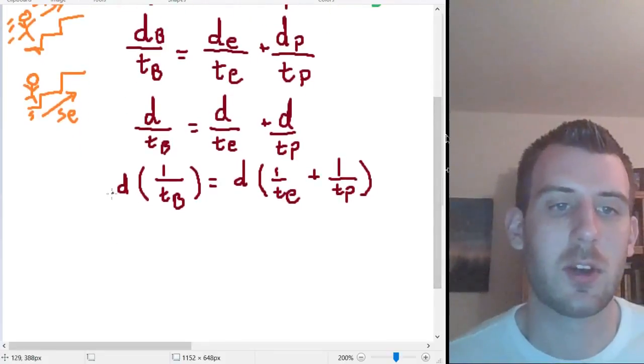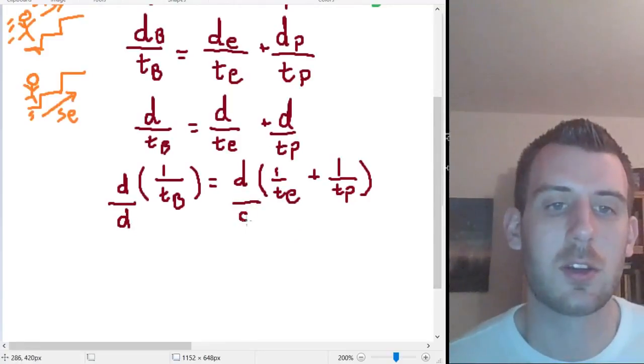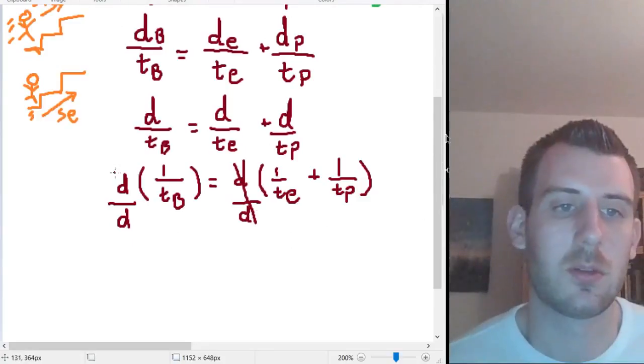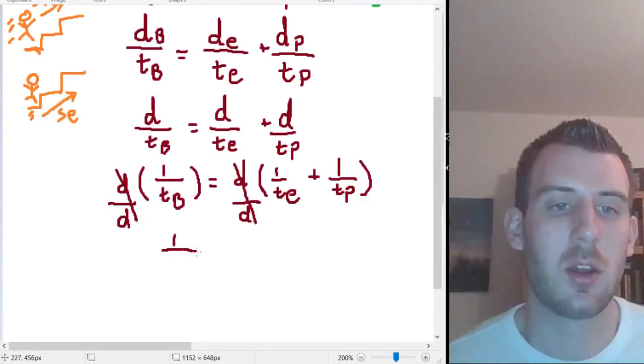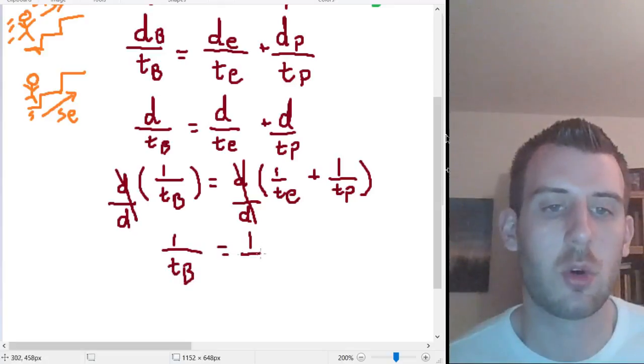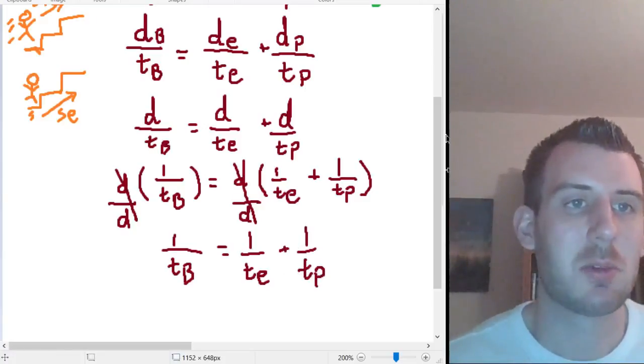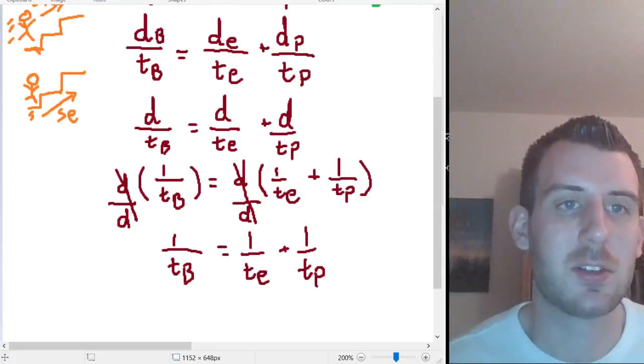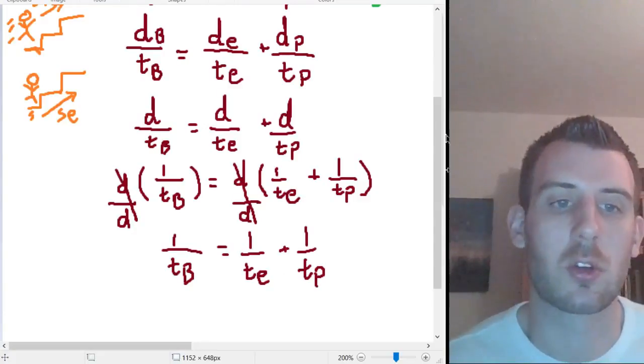And now I can divide both sides by d to cancel that out. That leaves me with 1 over the time of both equals 1 over the time of the escalator, plus 1 over the time of the person. Now I want you to keep in mind this one right here, because this is a very, very important equation.